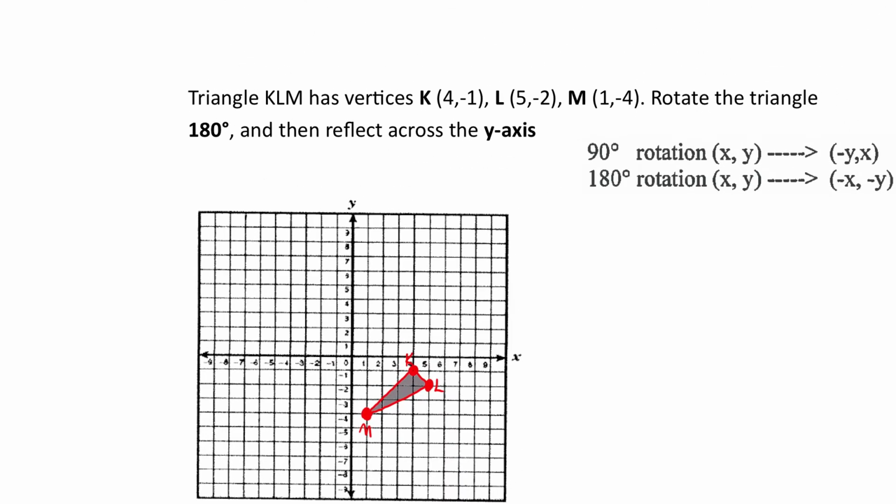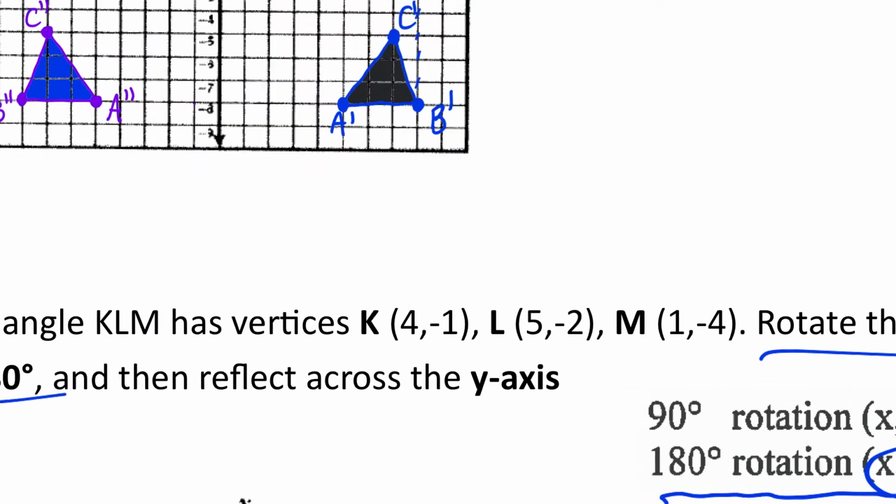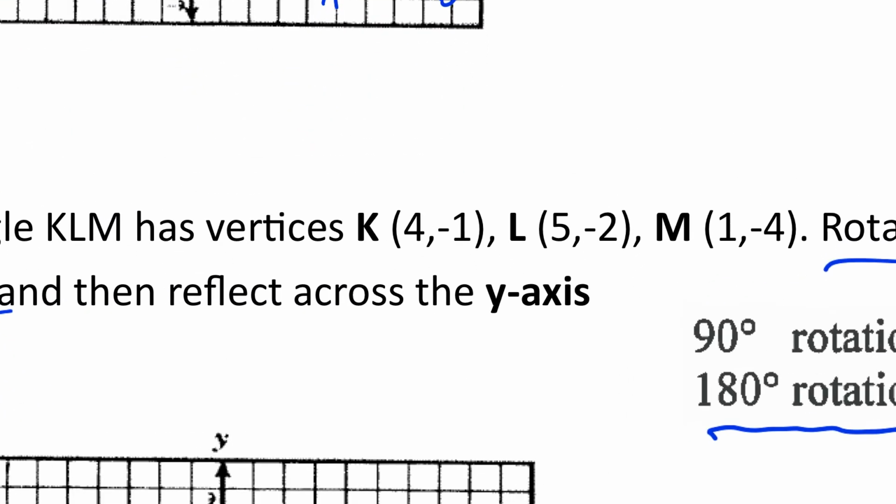Now, the first thing we're going to do is we are going to do a rotation of 180. And I listed our rules right here. Rotation of 180, xy turns into negative x, negative y. Remember, all we do is we just change the signs. Okay? So I'm just going to go up here and just do it right up here above here. So if I change the signs on this one, what's it going to be?